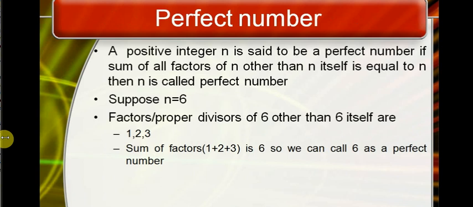First of all, let us discuss what a perfect number is. A positive integer n is said to be a perfect number if the sum of all factors of n other than n itself is equal to n. Suppose n is equal to 6, then the factors or positive divisors of 6 other than 6 itself are 1, 2 and 3, and the sum of these factors, that is 1 plus 2 plus 3, is equal to 6. So we can call 6 a perfect number.